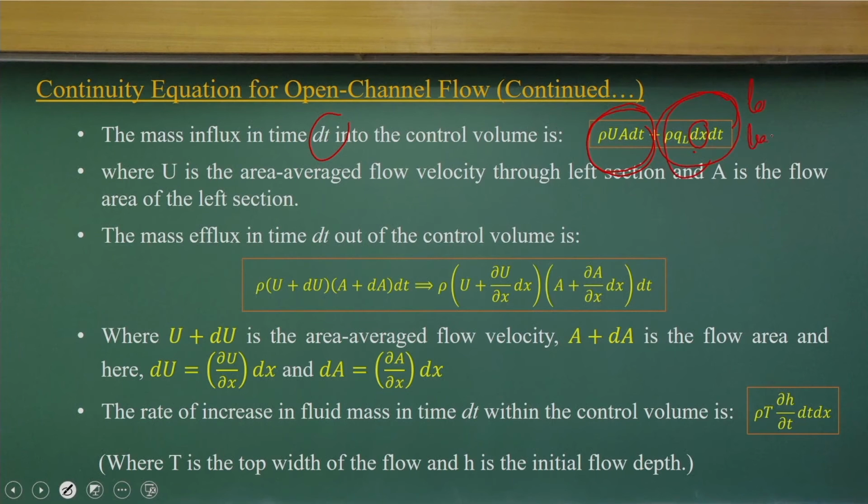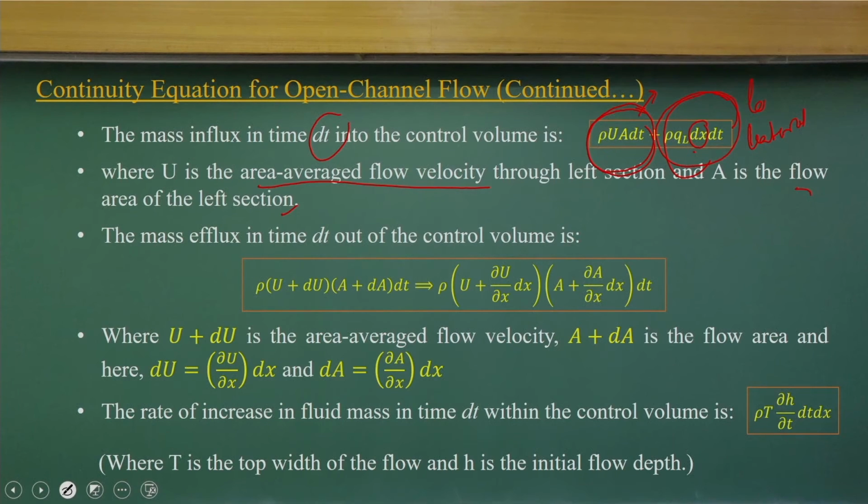So, this is for the lateral flow part, and this is the mass flow. U here stands for area average flow velocity. Okay, it is area average flow velocity. A stands for the flow area in the section.